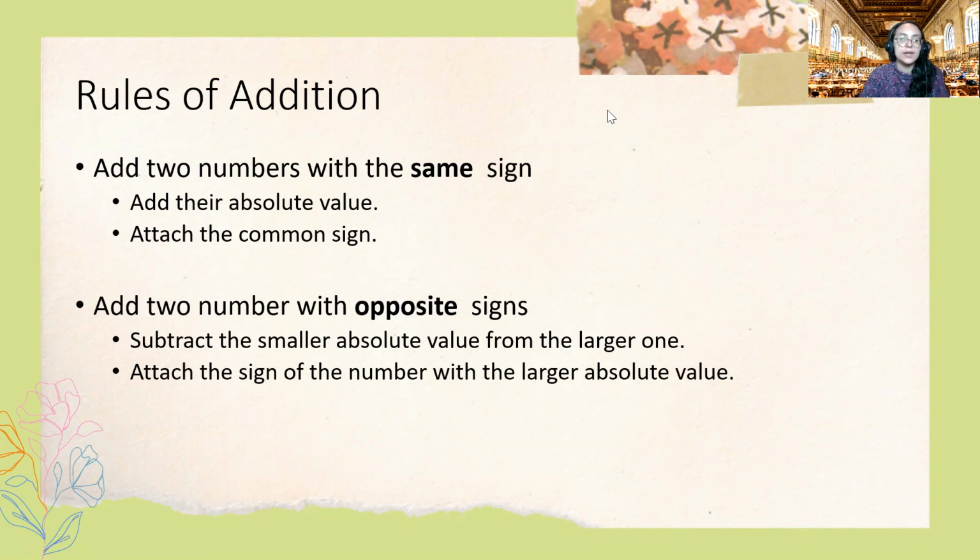So today we're going to talk about how to add two numbers with the same sign and how to add two numbers with opposite signs. When we add two numbers with the same sign, we're going to add their absolute values. So this right here is going to be our approach. We're going to add their absolute values and attach their common sign.